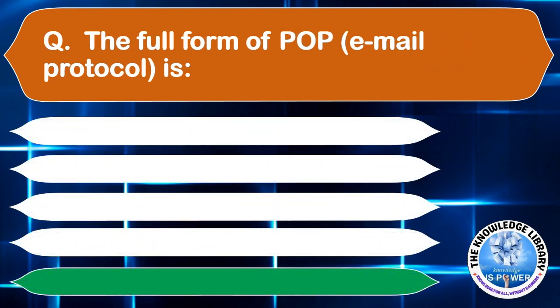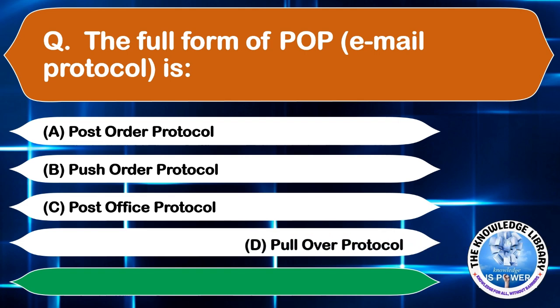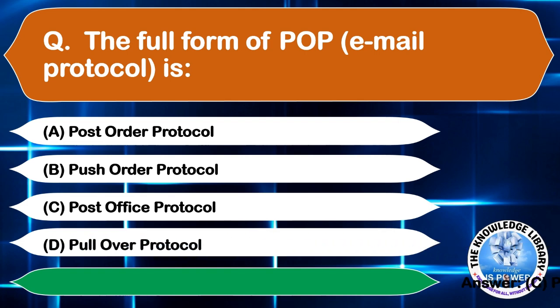The next question is, the full form of POP is option A, post order protocol. Option B, push order protocol. Option C, post office protocol. Option D, pullover protocol. The correct answer is option C, post office protocol.